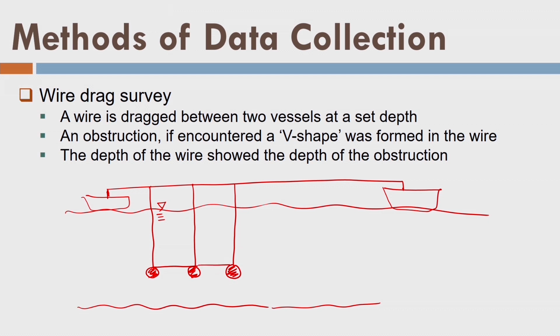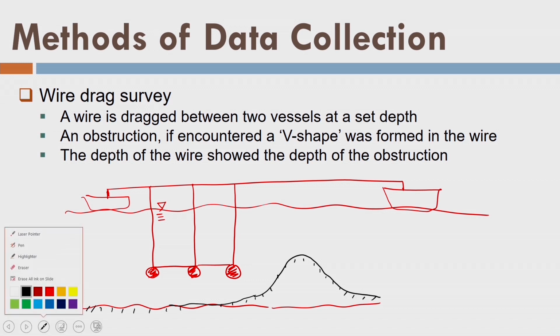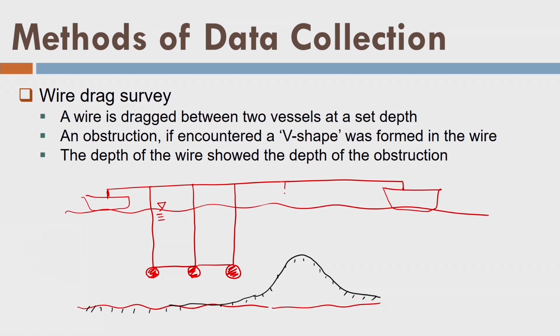Now let us say there is some obstruction like this on the seabed. That means the riverbed or the seabed is like this. What will happen the moment we suspend the wire here? It will interact here at this lesser height. As two ships move, the catenary or the straight length of the wire drag will be made like this, and there will be a V shape here at this point.